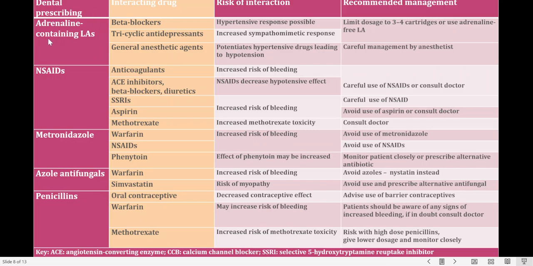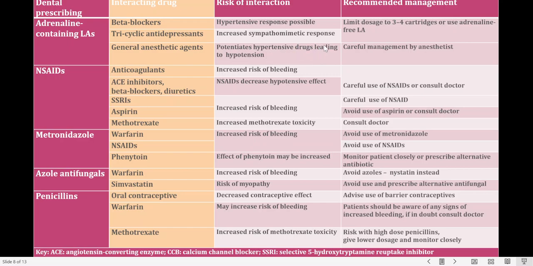So let's start by talking about the adrenaline-containing local anesthetics. These may interact with beta blockers, with tricyclic antidepressants, and with general anesthetic agents. Therefore, the risk of interaction is mainly in the form of hypertension or increased sympathomimetic response in the case of tricyclic antidepressants, and also potentiating the hypertensive drugs, leading to hypotension.